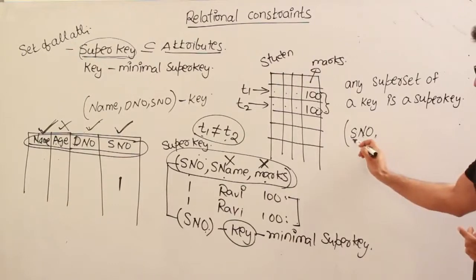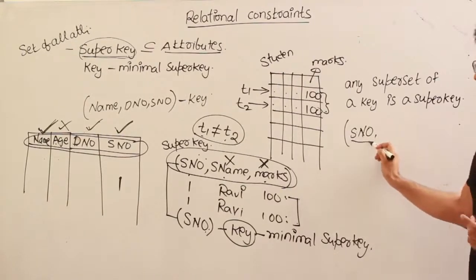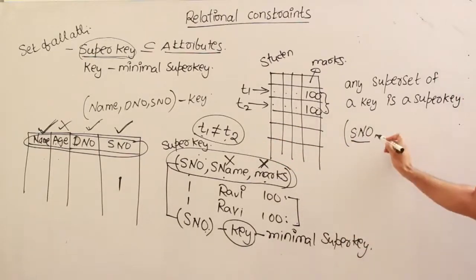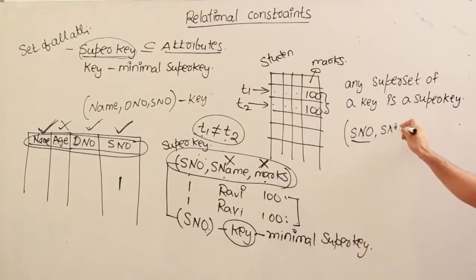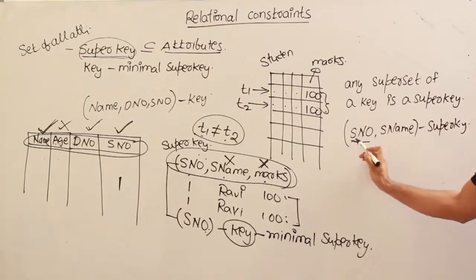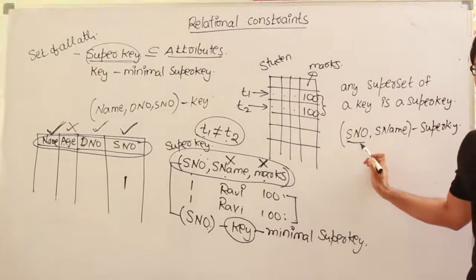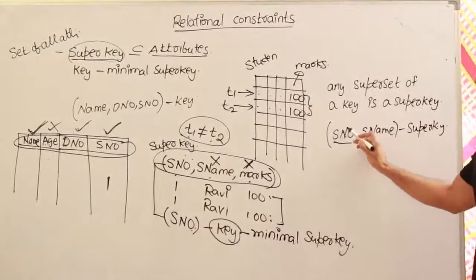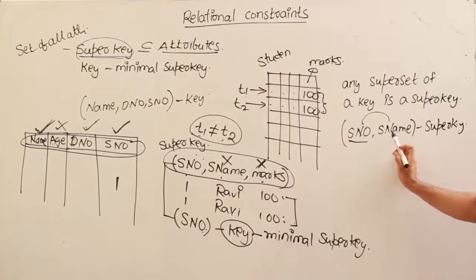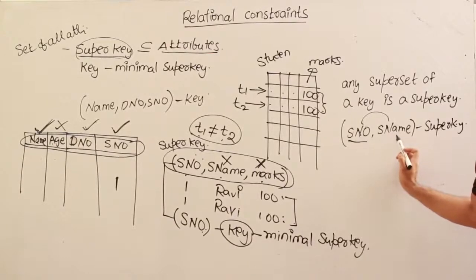For example, if you know that just student number in itself is enough to identify a tuple uniquely in a table, then to the student number you can add student name and you can declare this combination as a super key, isn't it? Why? Because when student number itself is able to uniquely identify a tuple, then definitely student number combined with student name will be able to identify a tuple uniquely, even though it is not required. That is why it is called a super key, right?